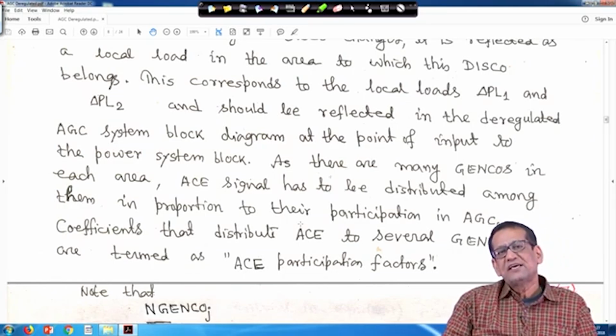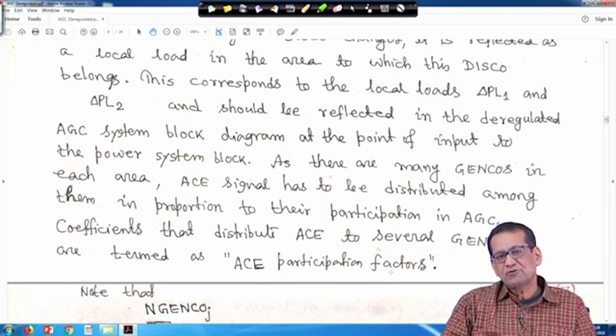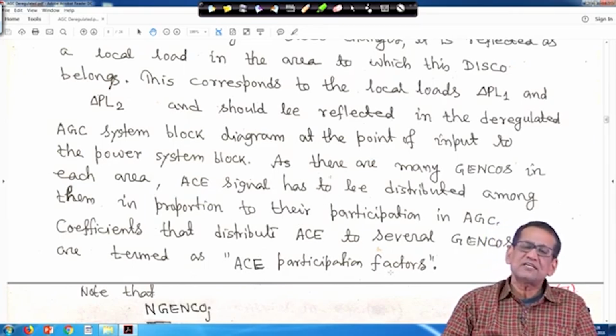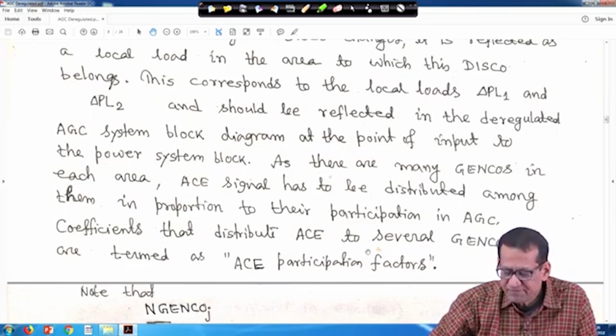Apart from that, if the distribution companies need some extra power which was not in the contract, that is called uncontracted power demand. At that time, the AC participation factor will play a significant role. Otherwise, if no uncontracted power demand is there, then this AC participation factor has its effects on the transient, but not at the steady state, that we will see.